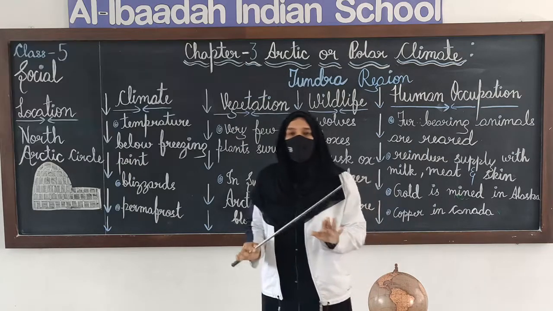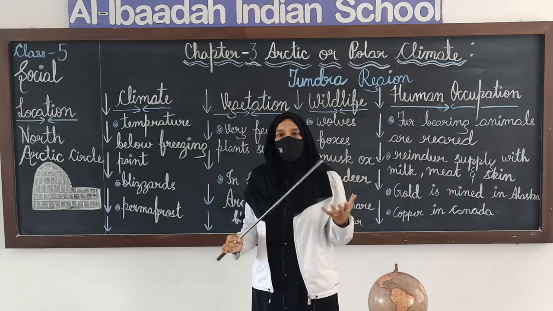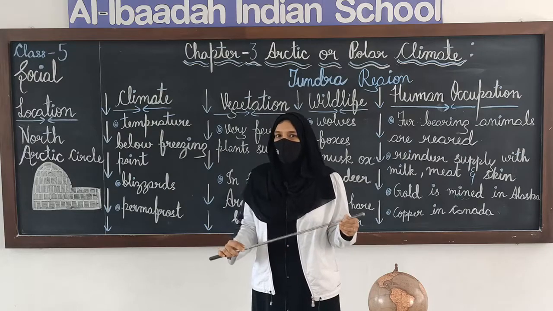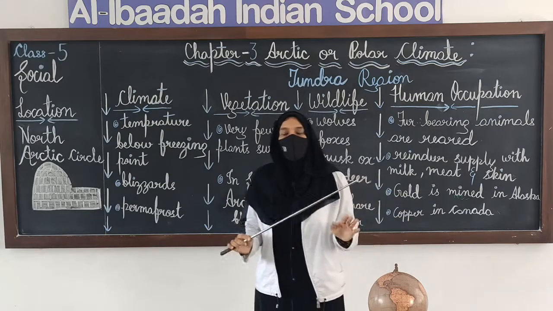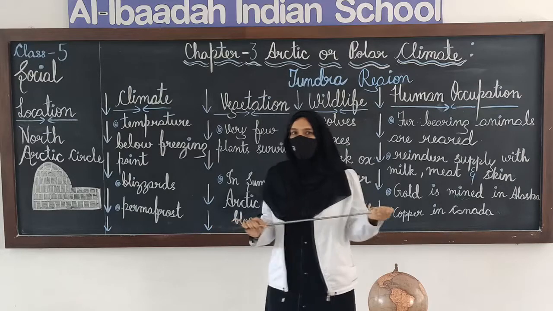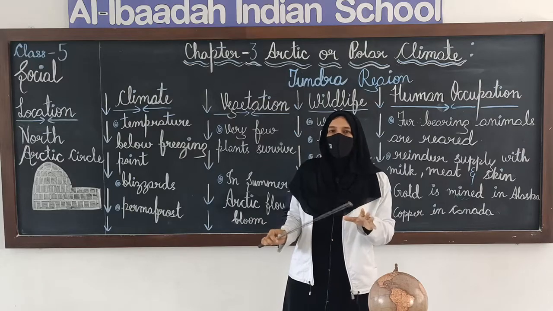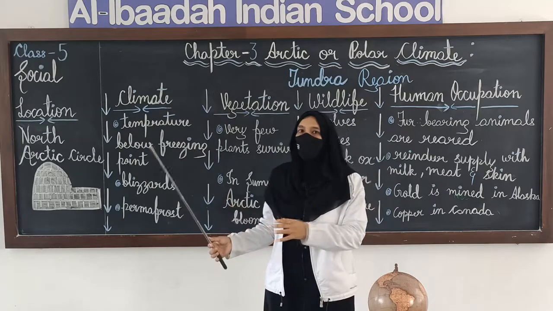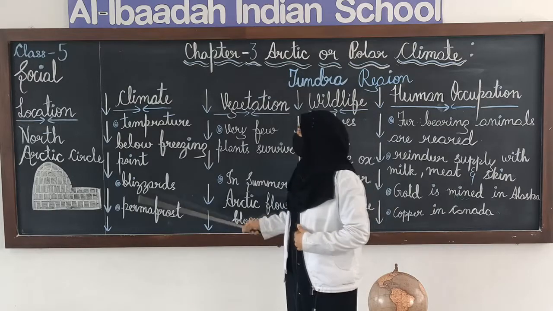In winter they do not have sunlight for 6 months. Can you imagine no sunlight for one day? No, right? But in the Arctic region they do not have sunlight for 6 months in the winter season, and in the summer season they have mild sunlight. Even if there is sunlight they have to wear jackets and sweaters because it's very cold.